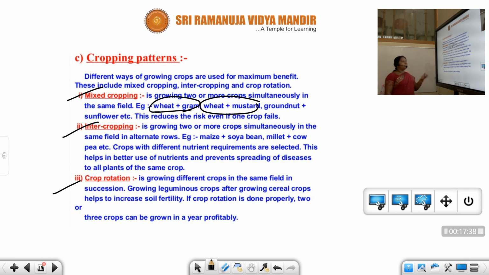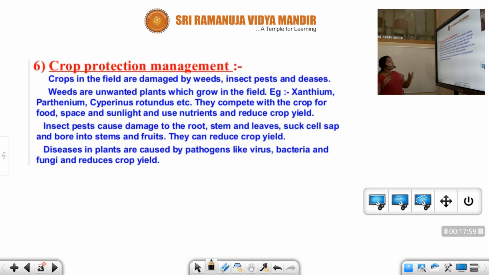Crop rotation is growing different crops in the same field in succession. Growing a leguminous crop after growing a cereal crop helps to increase soil fertility. With crop rotation, two or three crops can possibly be grown yearly. So these are the different crop patterns: mixed crop, intercropping, and crop rotation. Right? Crop protection management, very good thing.